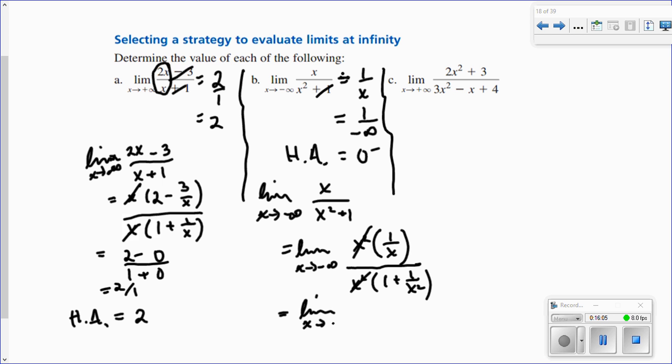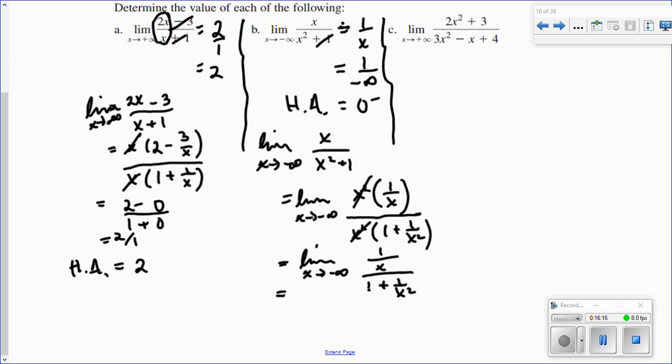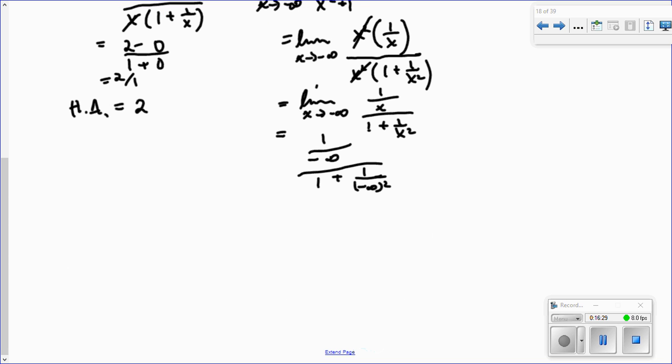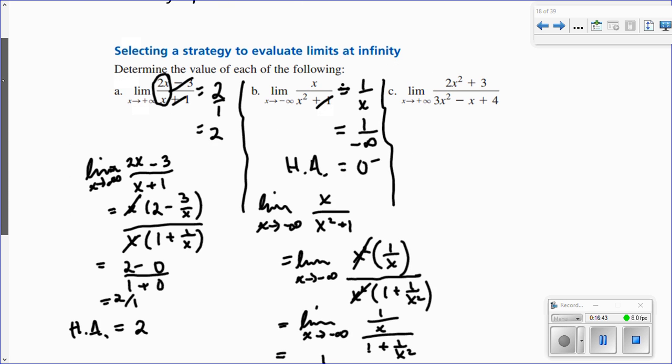So now I've got 1 over x over 1 plus 1 over x squared. Can I plug this in? What happens when I plug it in? I've got 1 over negative infinity divided by 1 plus 1 over negative infinity squared. It's kind of silly, I know. This will be 0, so I've got 1 over negative infinity over 1, or 1 over negative infinity, which we had sort of up here.